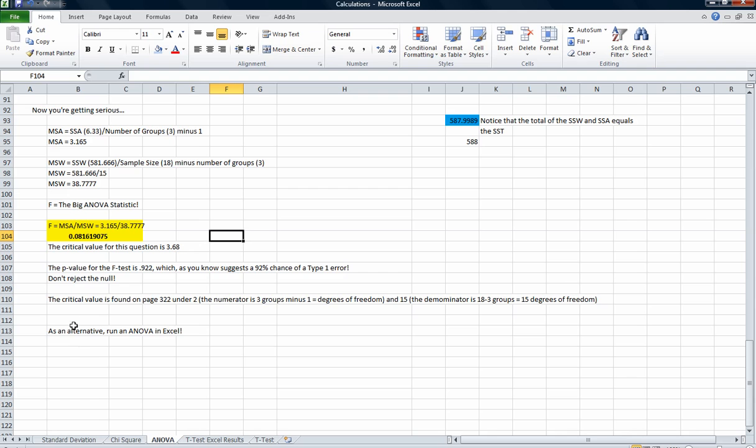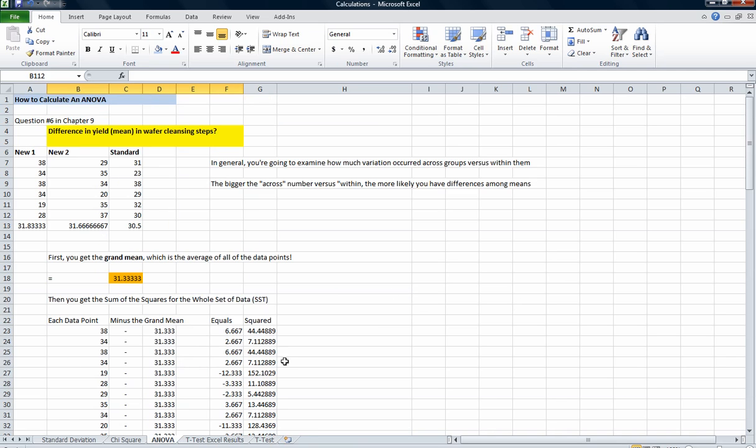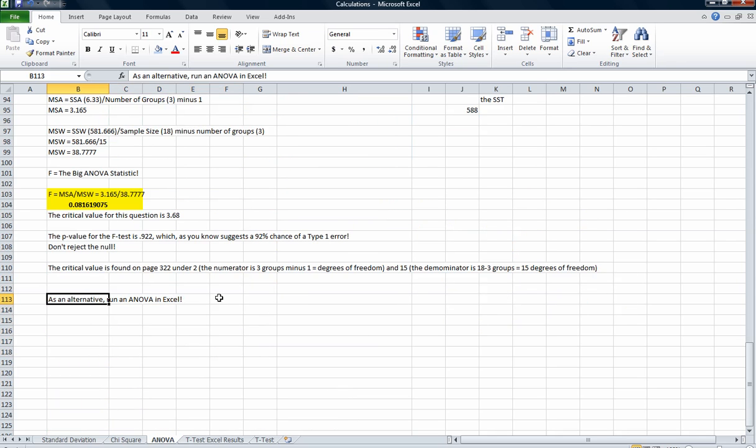So just one last reminder, as an alternative to this, I think it's a very good thing to intuitively understand how the ANOVA works. However, I would rarely ever even consider having done this in practice. I would simply run an ANOVA analysis in Excel. So I think, if you understand this conceptually, and you might want to try another problem in the book to see if you can get it right by hand, once you do that and you see that the big issue is you're looking at how much variation there is across, that is the A, versus the variation within the group.